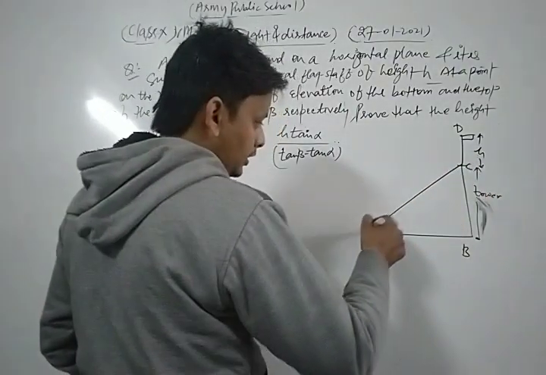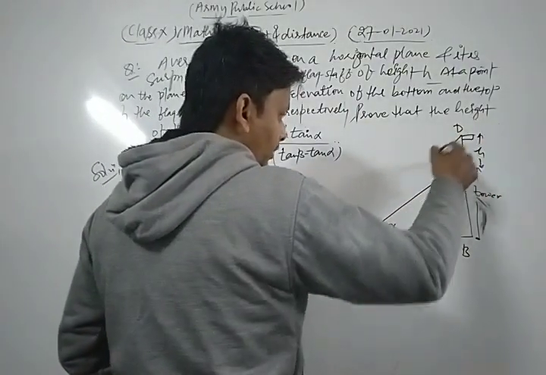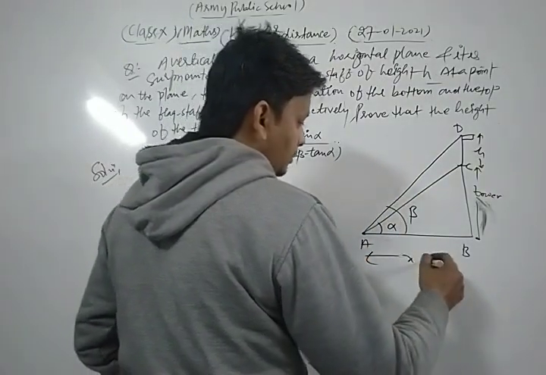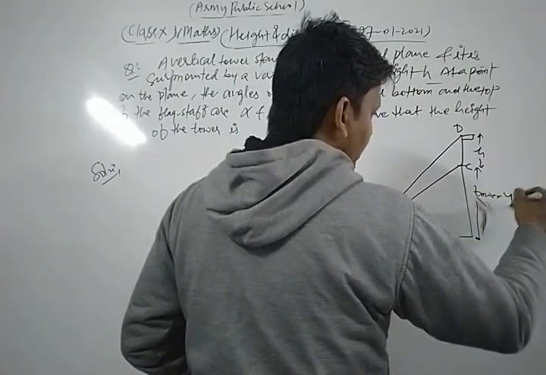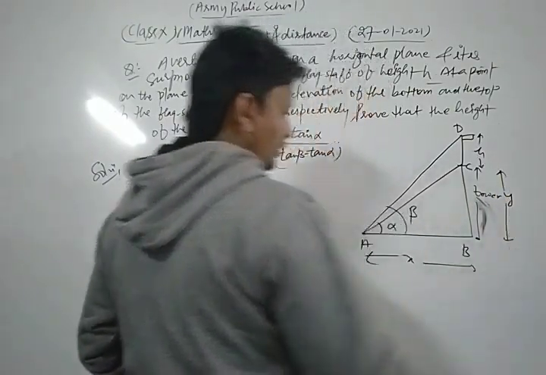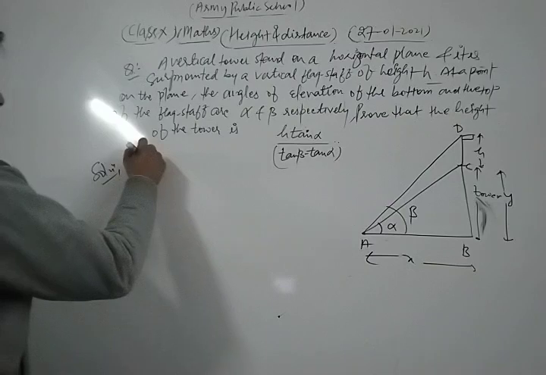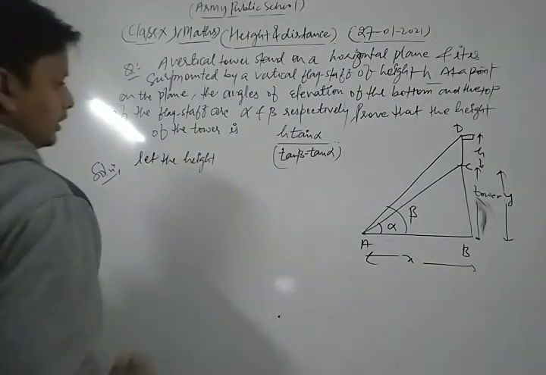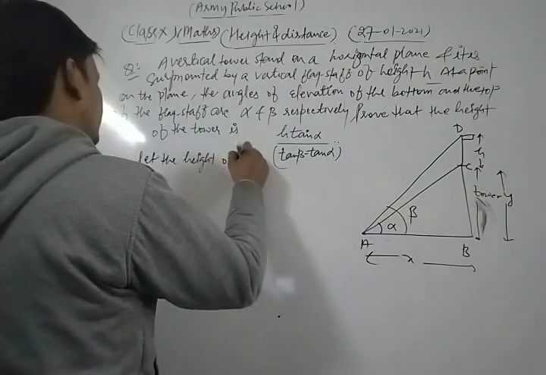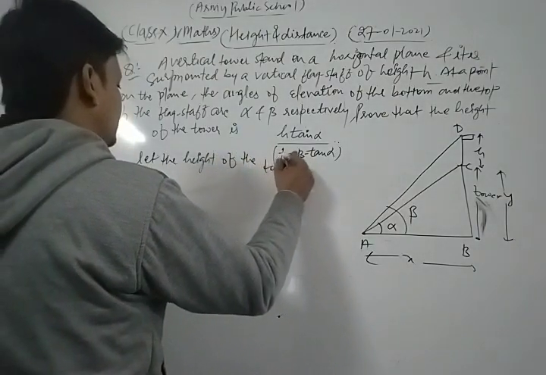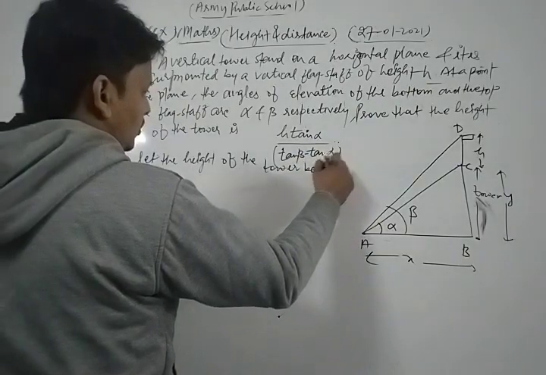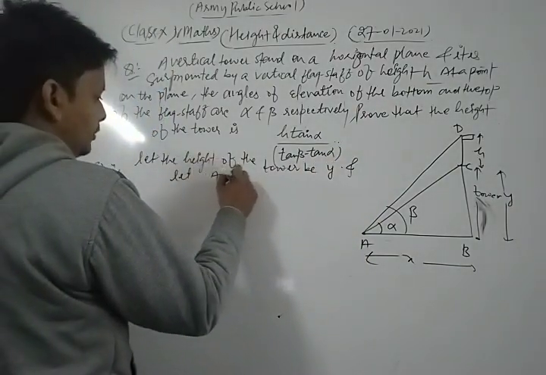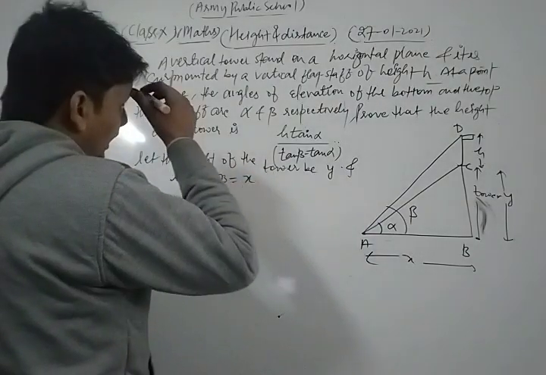From the bottom, this is alpha, and from the top of the flagstaff, this is beta. Let us take AB as x and the height of the tower as y. Now let's see. Let the height of the tower be y, and let AB be equal to x.